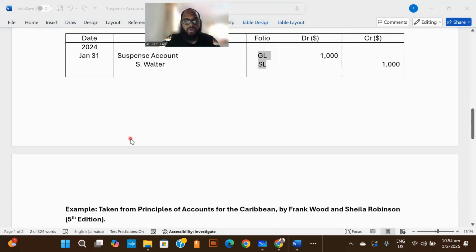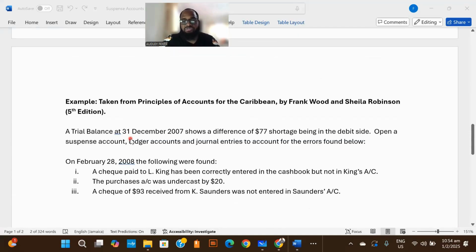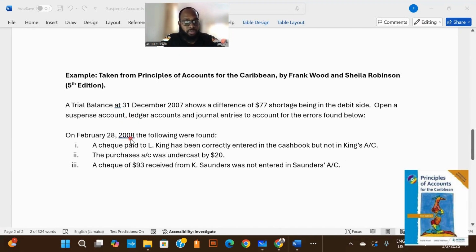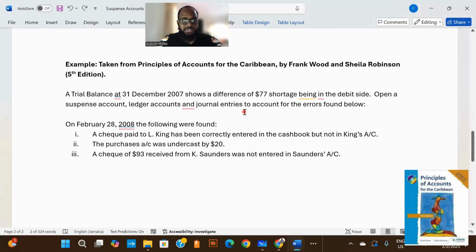What they may do, however, next is give you a range of transactions with the errors that we find. Here's one, taken from the POA textbook for the Caribbean by Frank Wood and Sheila Robinson, fifth edition. I love using this book. It's the book that I use often. A trial balance as at the 31st of December shows a difference of $77.